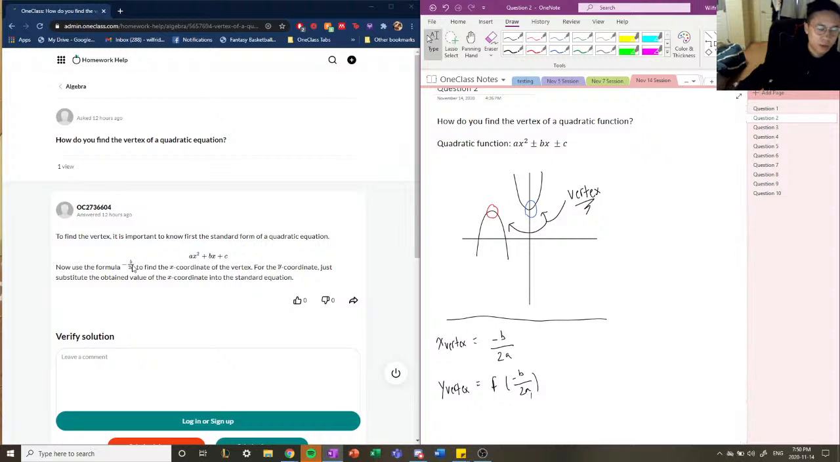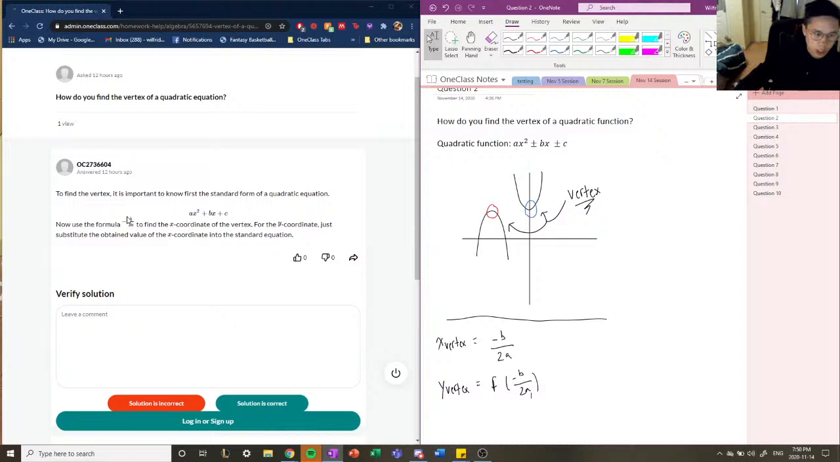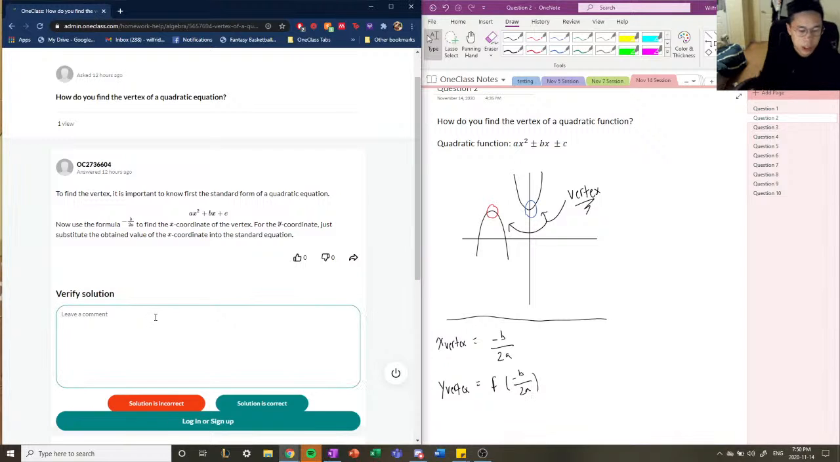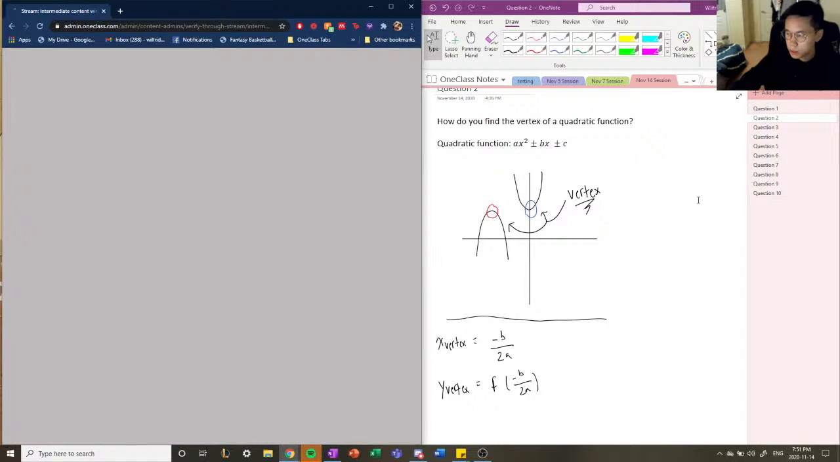And so the junior tutor provided the mathematical computational way of finding it, and this solution is correct. Let's see this answer. Cool. All right, let's move on to question number 3.